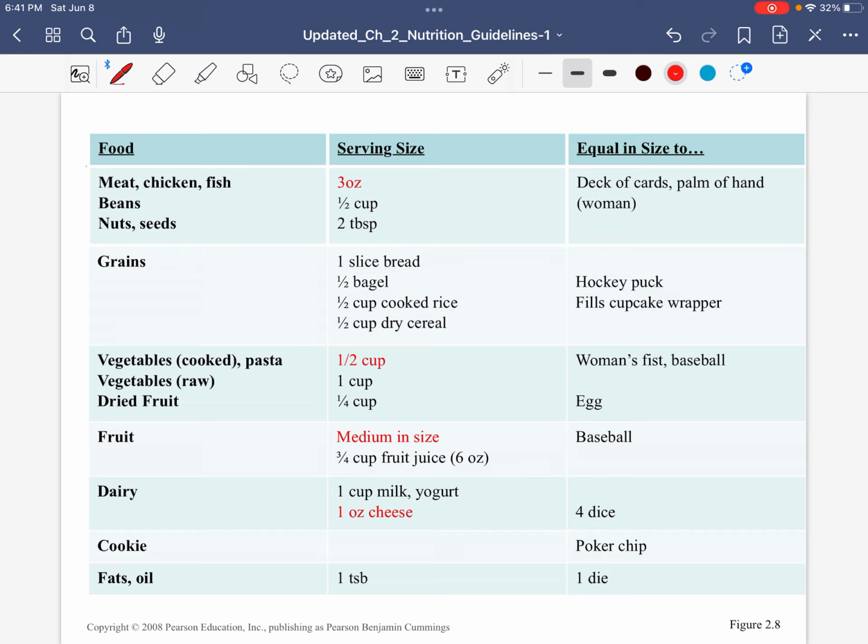So for meat, chicken, fish, generally one serving size is 3 ounces. Sometimes you might see it as 4 ounces. To me, it's not a big difference, 3 to 4 ounces. We're going to go with 3, but understand it could be 4.